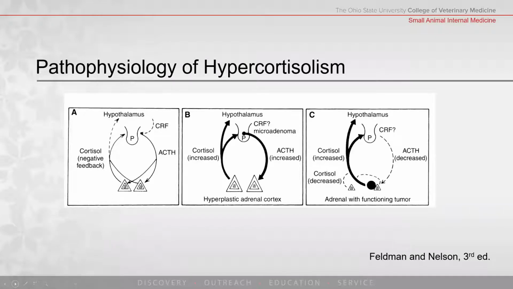Great. Okay, so this is the pathophysiology of hypercortisolism. And there are a lot of endocrinologists who argue about whether you can call it hyperadrenocorticism or hypercortisolism. Hypercortisolism technically is the right term, but we all know what we're talking about. So in panel A, you can see that normally when you have ACTH secreted, it triggers cortisol, which then has negative feedback, as I mentioned before.